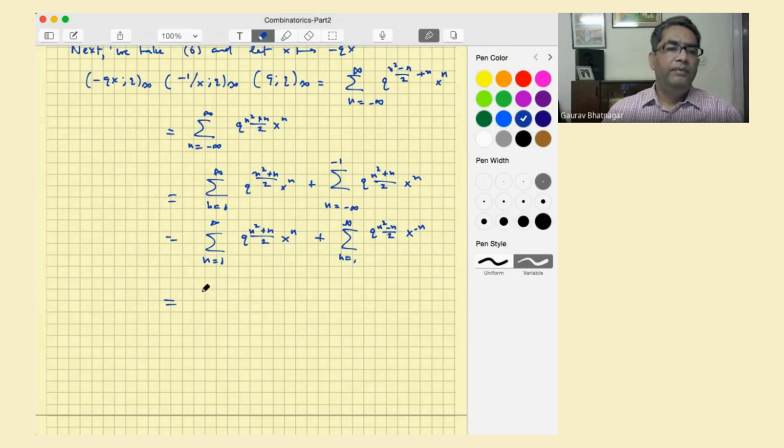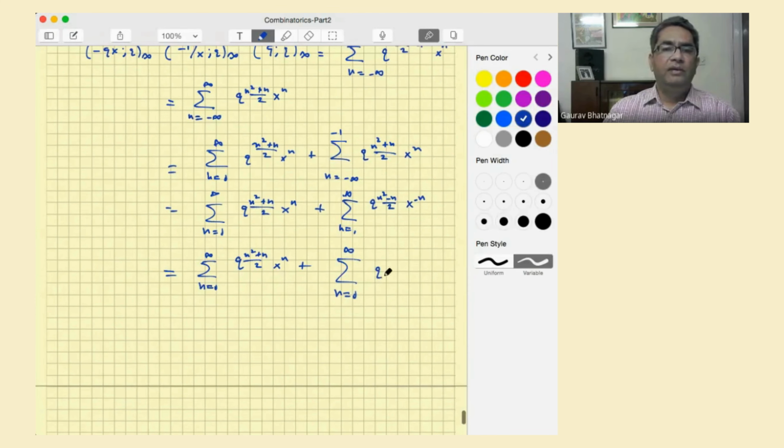So this is n equal to 0 to infinity, q^((n^2 + n)/2) x^n. And here I shift the index. I write from n equal to 0 to infinity, so the 0th term becomes 1. So this is n times n minus 1, so it becomes n plus 1 times n over 2, x to the minus n, where I've replaced n by n plus 1. So this guy. And then I put them together and write like this.